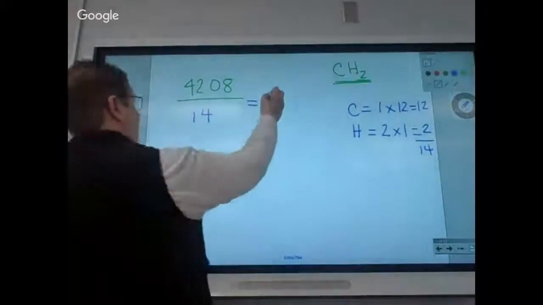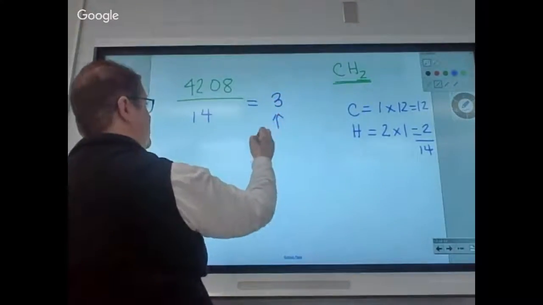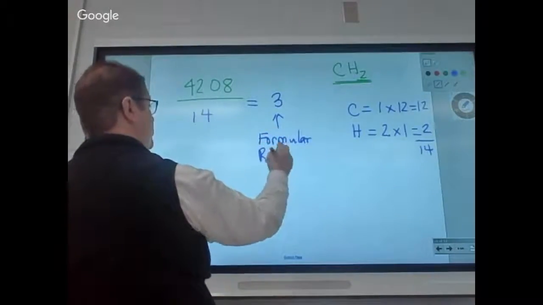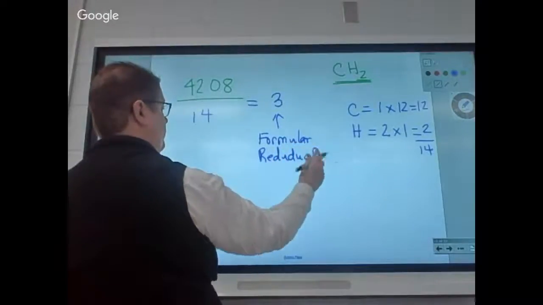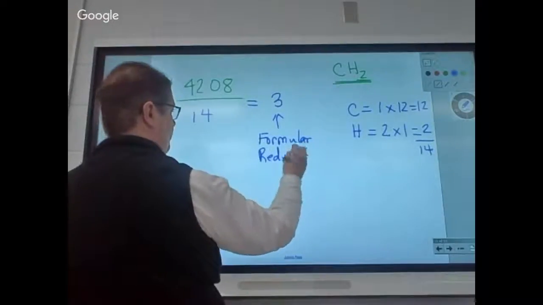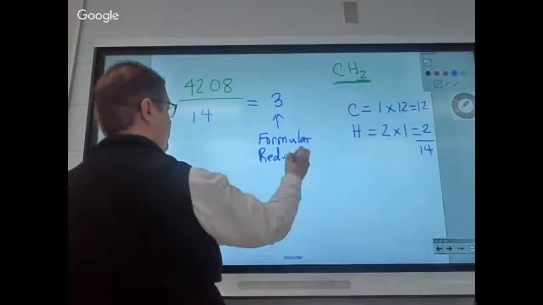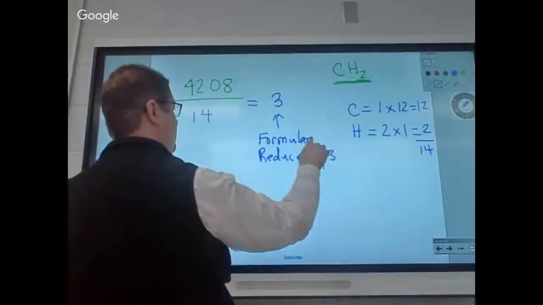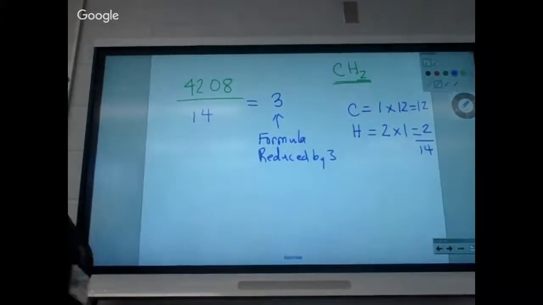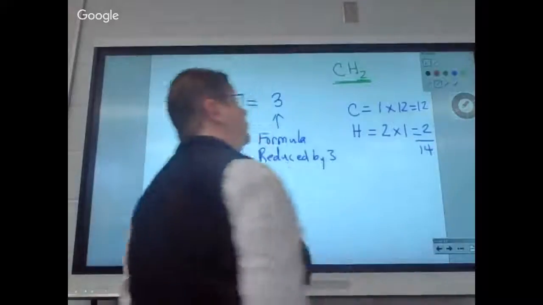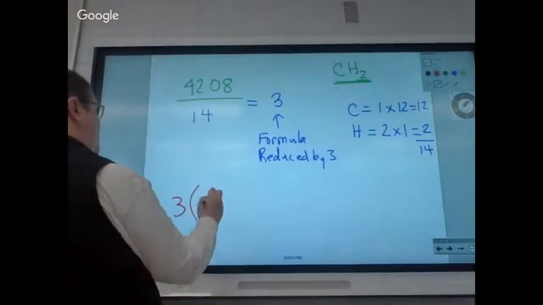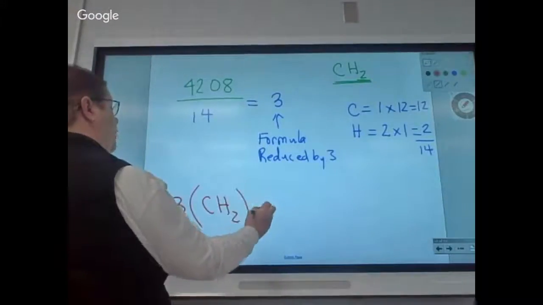3. Okay, so again, that tells us the formula was reduced. All right, the formula was reduced by 3. That's what that 3 tells us. So you need the original formula. So what do you do with that 3? So 3 times CH2 is what formula?